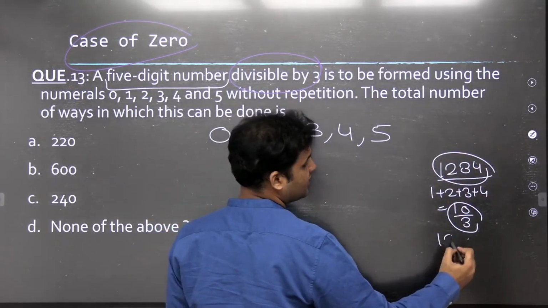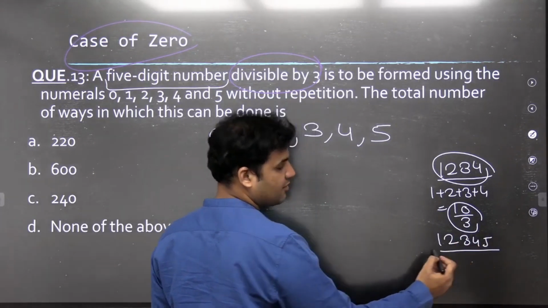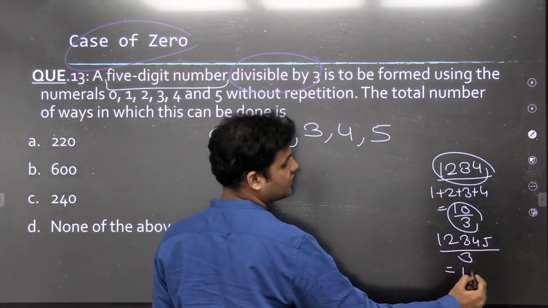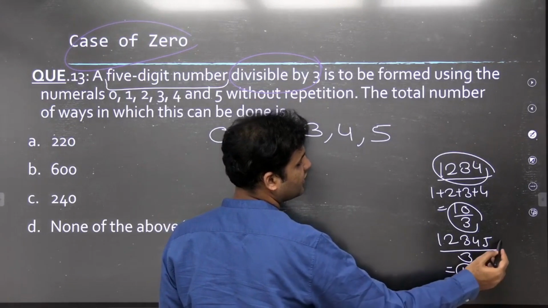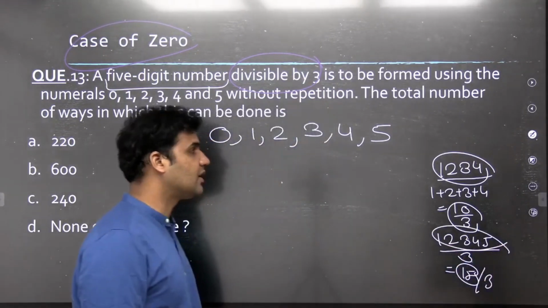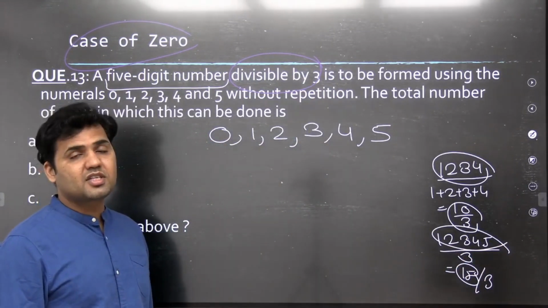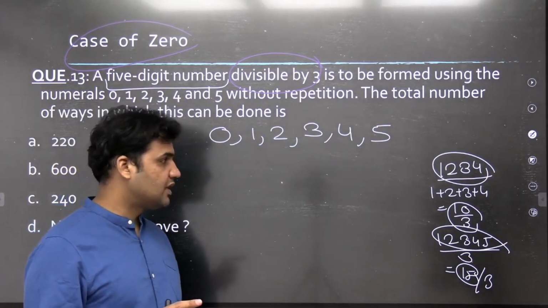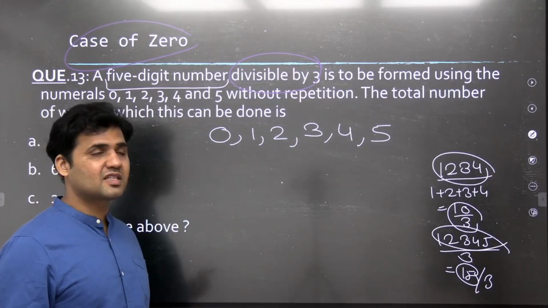However, if I make this number 1, 2, 3, 4, 5, will this number be divisible by 3? Here the sum of digits is 15, so yes, 15 is divisible by 3, so you say yes, this number is also divisible by 3. So the divisibility rule of 3 has to be used, which is the sum of digits.